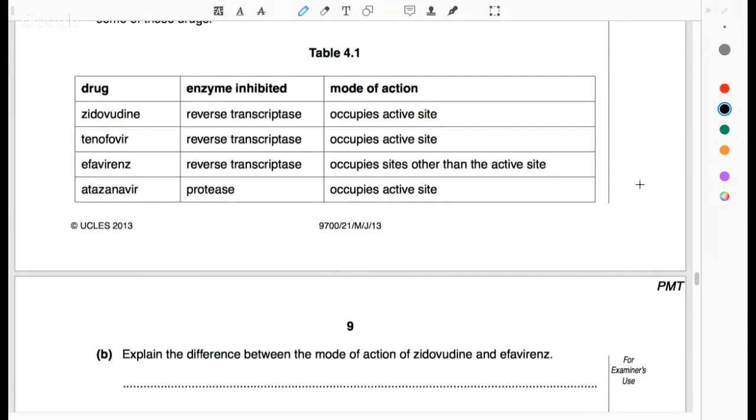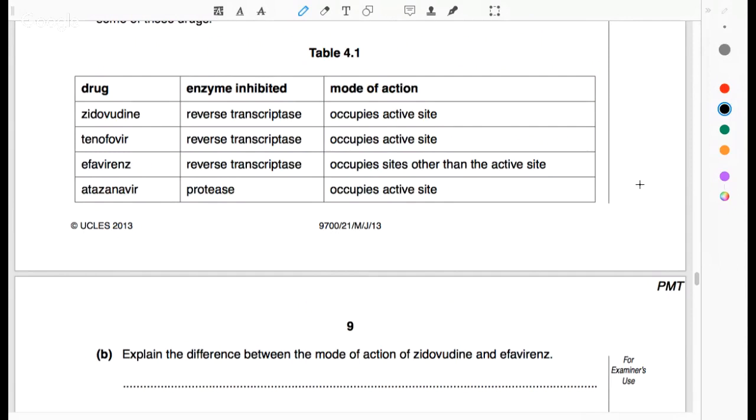So the competitive inhibitor has a similar shape to the substrate. Thus, it binds to the active site and inhibits enzyme action by preventing substrates from forming enzyme-substrate complexes. Good. Non-competitive inhibitors bind to allosteric sites. Yeah, allosteric, go for it.